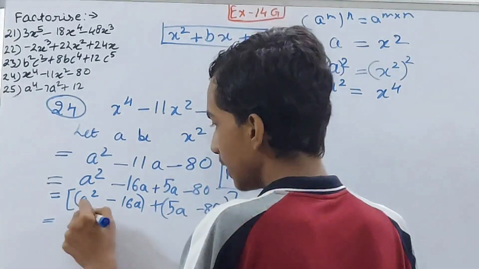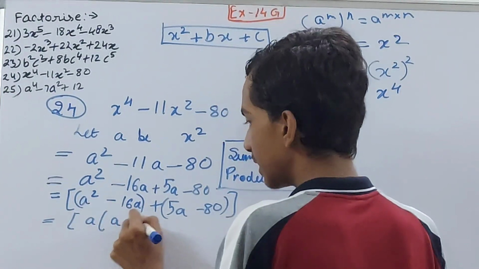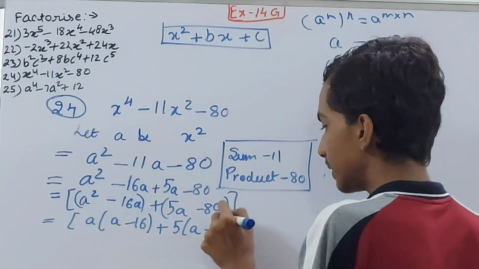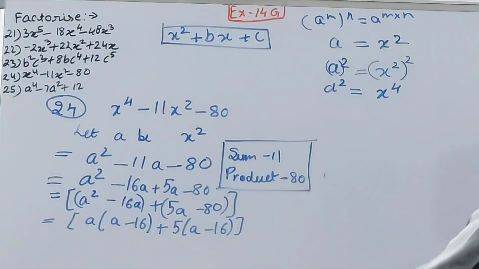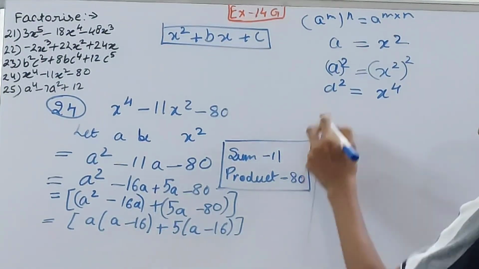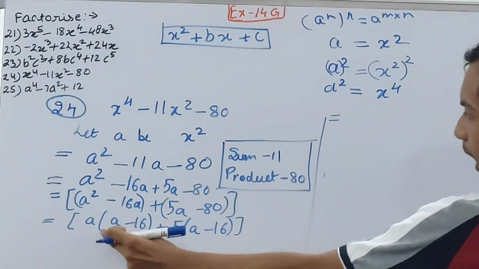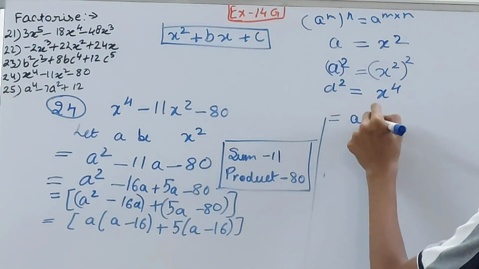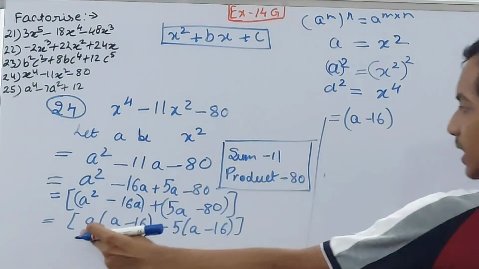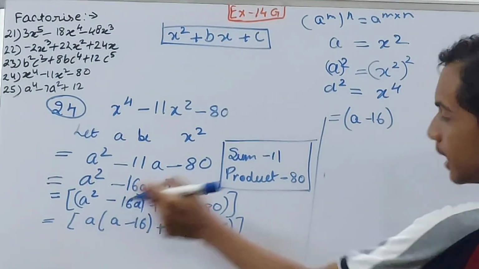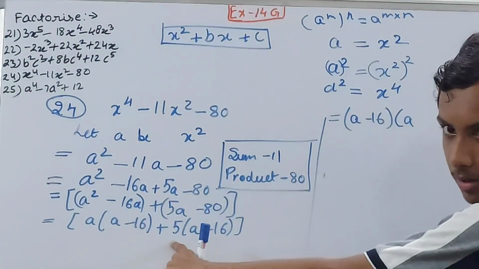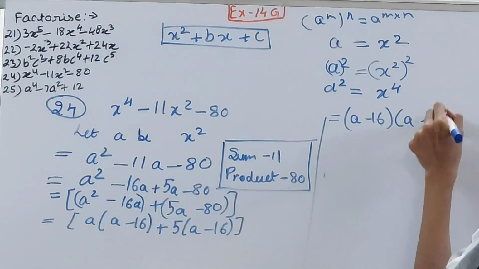So you can take a outside the bracket, you will have a minus 16 inside. Here you can take 5 outside the bracket, you will have a minus 16 on the inside. Clear? Now you can bring it here. See, you have a minus 16 common. So you take a minus 16 as common. What is left? A is left here. So in the second bracket, first term will be a. What is left here? 5. So in the second bracket, you will write plus 5.